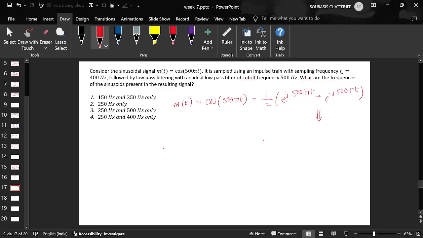and in the frequency domain, this complex sinusoid will just become a shifted impulse at 250 hertz and minus 250 hertz.